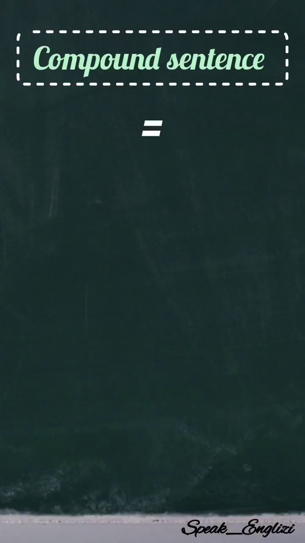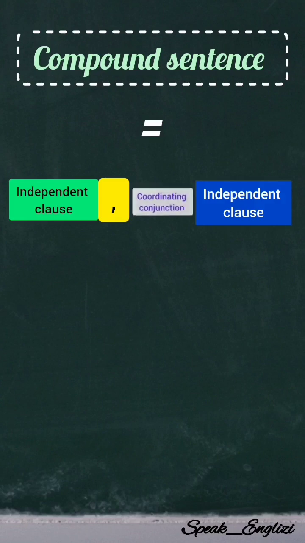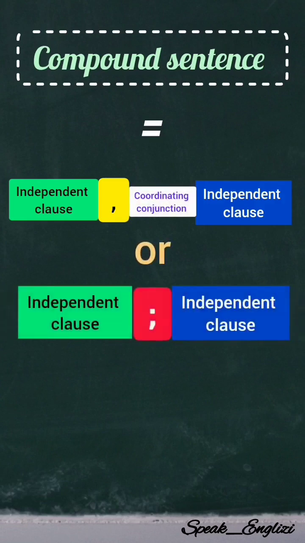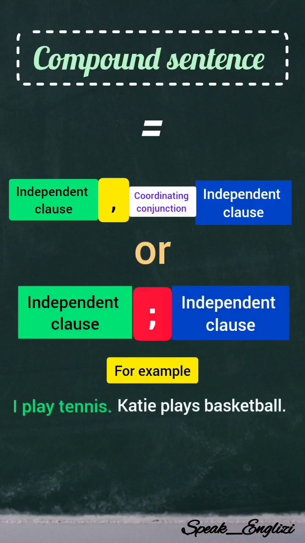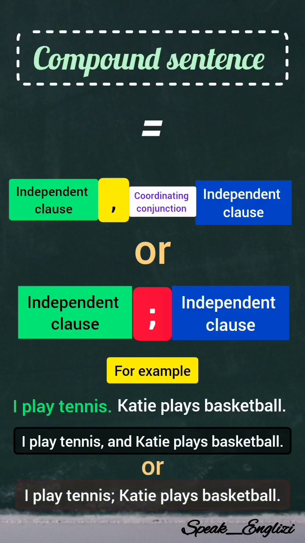A compound sentence contains at least two independent clauses. These two independent clauses can be combined with a comma and a coordinating conjunction, or with a semicolon. For example, I play tennis, and Katie plays basketball. This is a compound sentence that contains two independent clauses that are joined with the coordinating conjunction, and. Or we can join the independent clauses with a semicolon. I play tennis; Katie plays basketball.